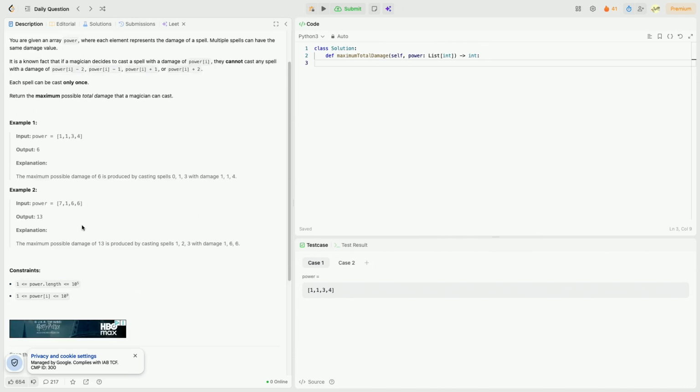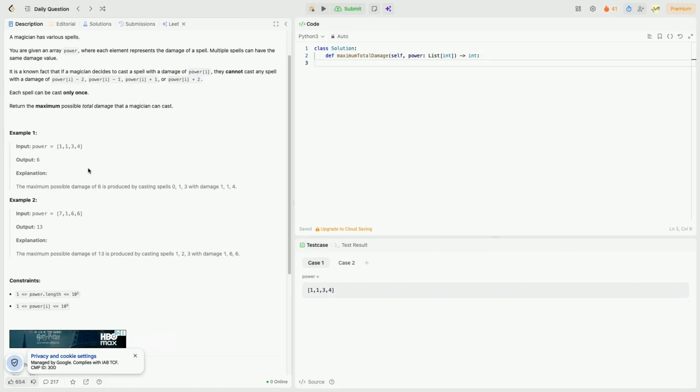Now, in the second example, what we can do is cast the spell 7, but that means we cannot cast any spell that has the value 6 or 5 or 8 or 9. So we could only cast 7 and 1. That would be 8 combined. Or we could choose to pick both of these power equals 6 spells, which would already be 12. And the spell with power 1 is far enough from 6, which means we can also cast it, so the total would be 13. Right. So how do we implement this?